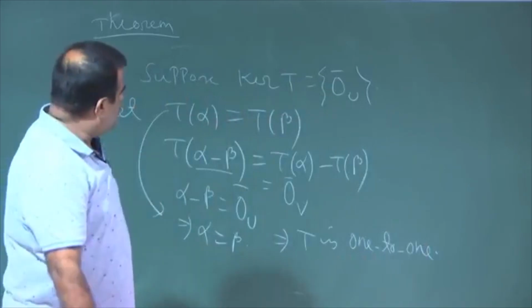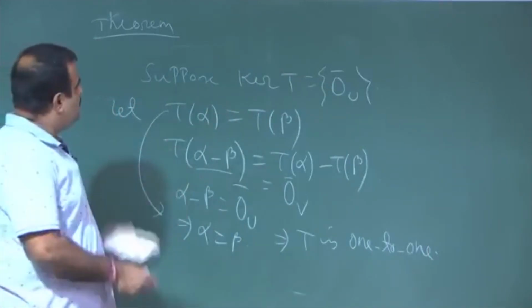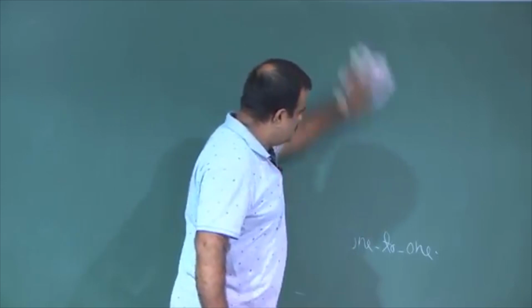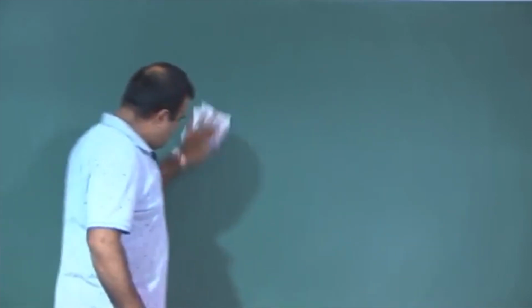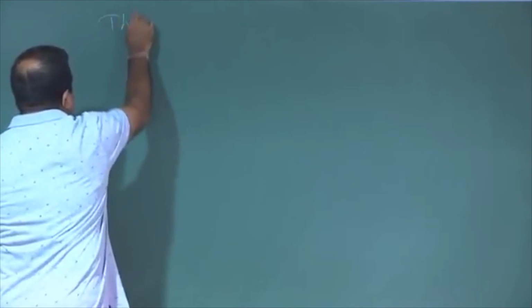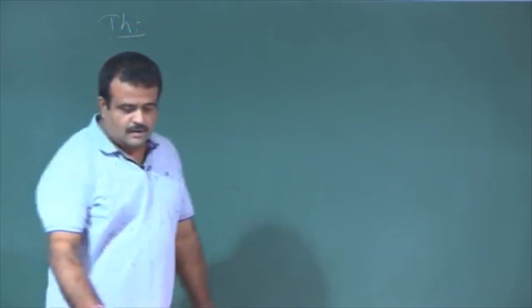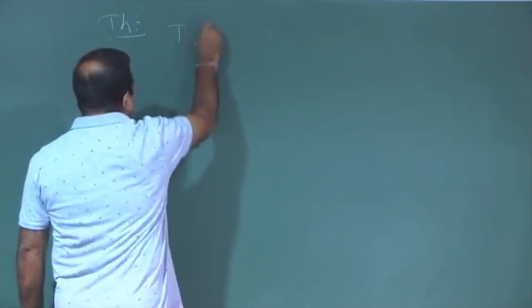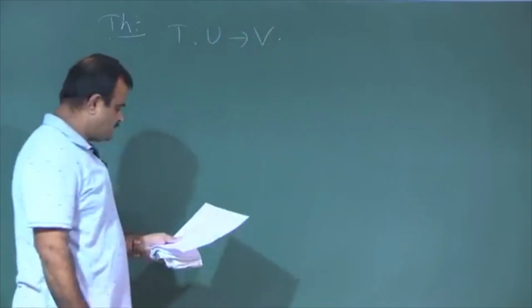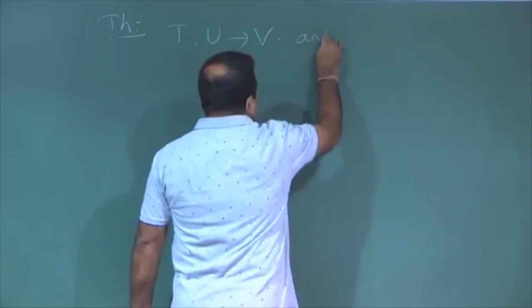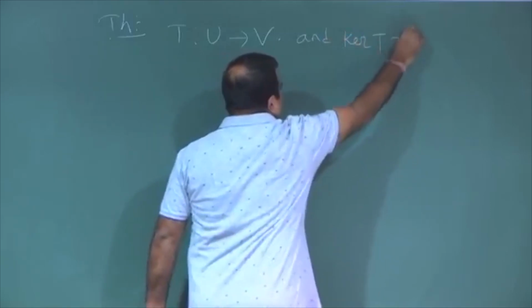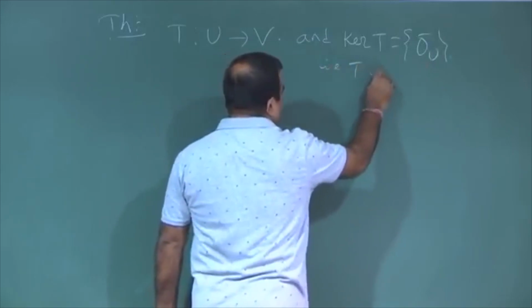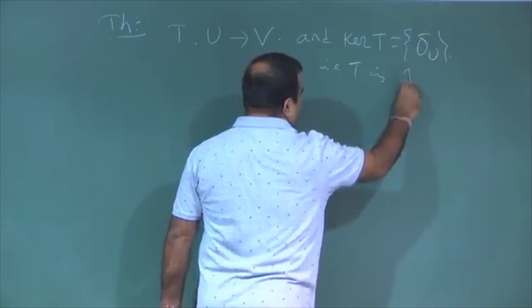So, if the kernel of T is the 0 vector, then the mapping T is 1 to 1. Now, we have another theorem. This theorem is telling, suppose we have a linear transformation T from U to V over the same field, and the kernel of T is the 0 vector. So, this means that T is 1 to 1.